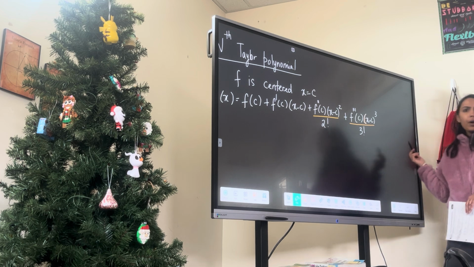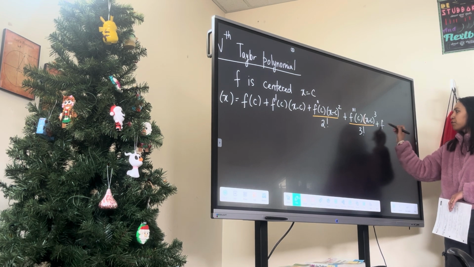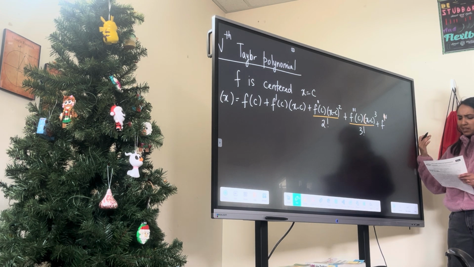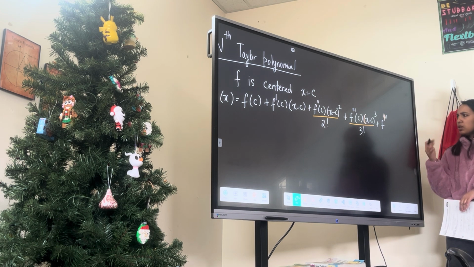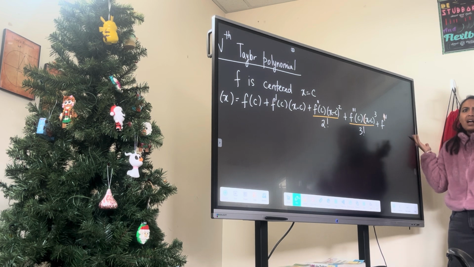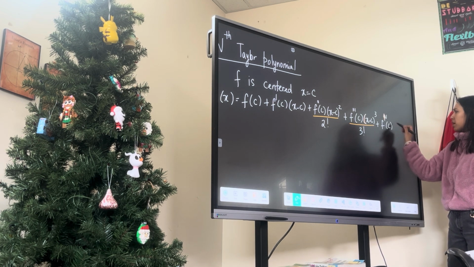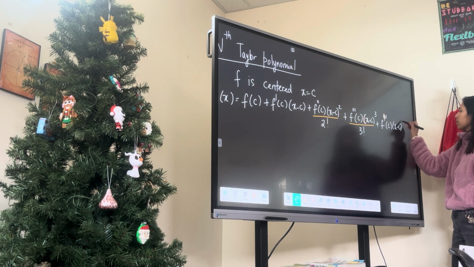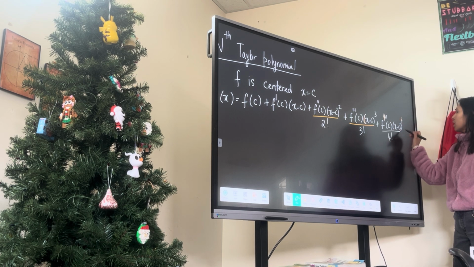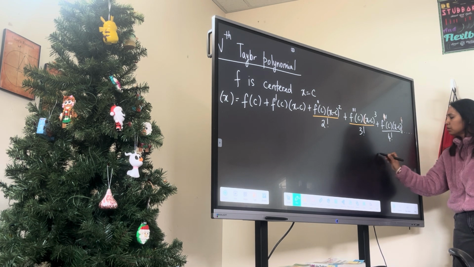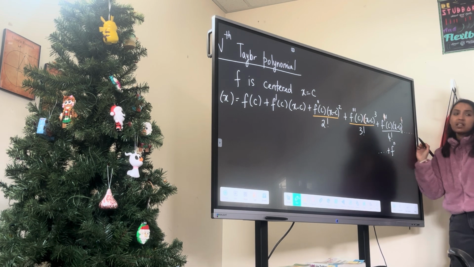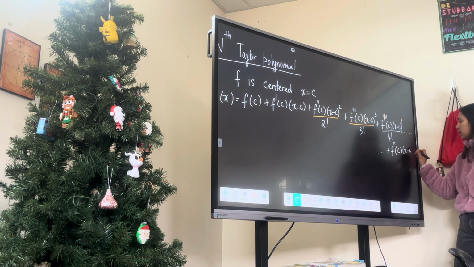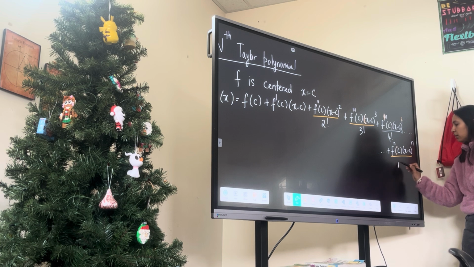Is there more? We can keep on going, plus f to the 4. I like to use a Roman numeral, but flipped math uses the normal number. I guess it doesn't matter. This is the fourth derivative, by the way. Plus all the way to the nth derivative of the function times x minus c to the n over n factorial.